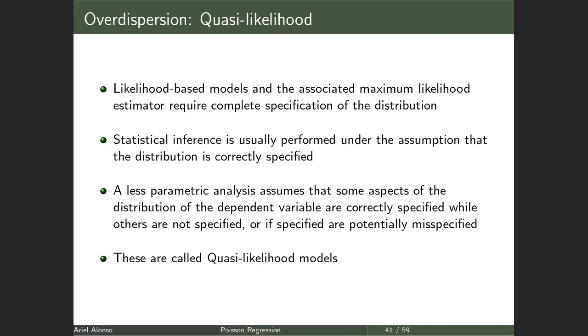Now you can follow a little bit of a less parametric path here. You can assume that some aspects of the distribution are correctly specified, while others, well, are left completely unspecified, or they may be misspecified. So you don't want to demand that the whole distribution is correct. You are going to demand that some aspects of the distribution have been correctly specified, a little bit like we did with the sandwich estimator, and other aspects of the distributions are not going to be correctly specified.